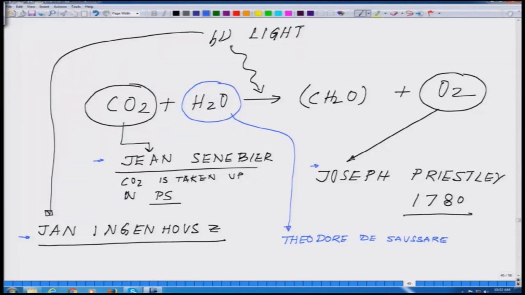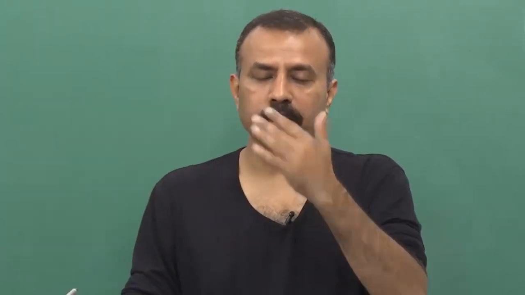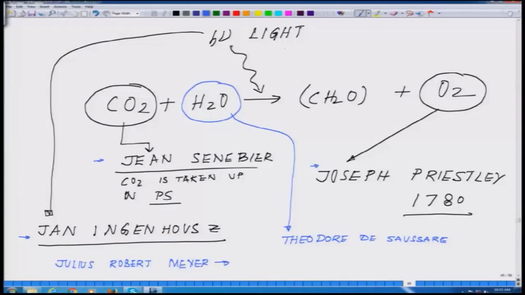And the final contribution was made by Julius Robert Meyer. What Meyer says was, the plant takes in one form of power, that is light, and produces another form of power called chemical molecules. So, essentially it was completely summarized by Robert Meyer, who said that light energy is converted into chemical energy. And if you see it very clearly, this is what is happening out here. This is the chemical molecule which is generated.